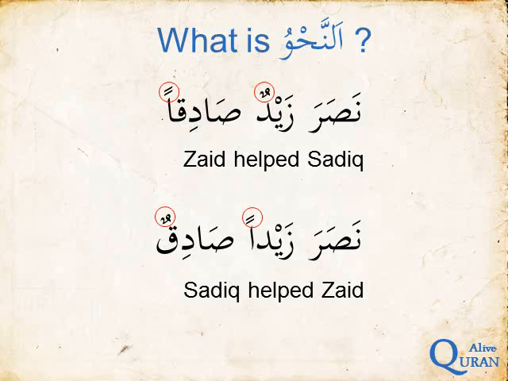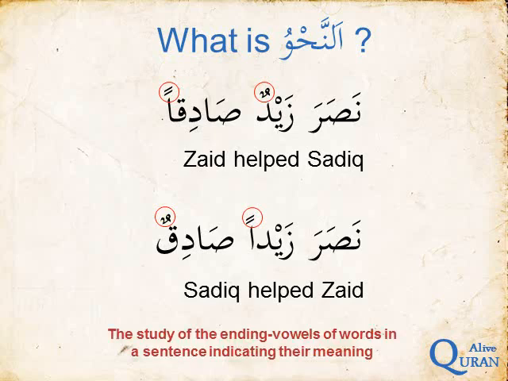So that's just an example of what Nahw is. In terms of a definition, Nahw would be a study of the ending vowel. In other words, what is the vowel on the last letter or the combination at the end of a word. In this case, the un and the an. The study of the end vowels, and these end vowels would indicate the meaning or the role of a word in a sentence. So this is a brief introduction to what is Nahw.